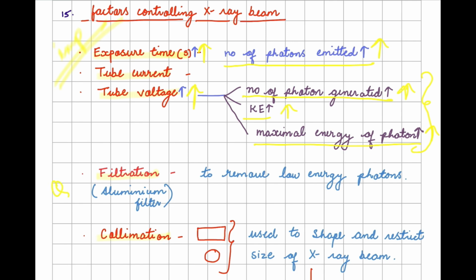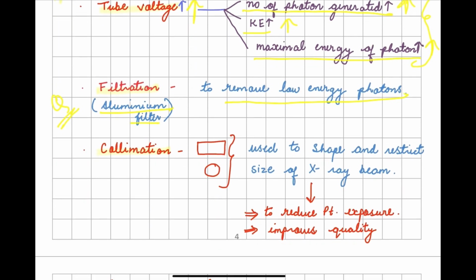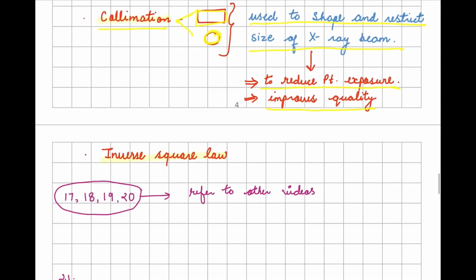Now filtration. So the question is what kind of filter we use. So we use an aluminium filter. And now what is the use of the filtration? It removes the low energy photons. Then next is collimation. So there are two types of collimation. It is basically used to shape and restrict the size of the X-ray beam. Now what happens if we shape and restrict the size of the X-ray beam? It reduces the patient exposure and it improves the quality.